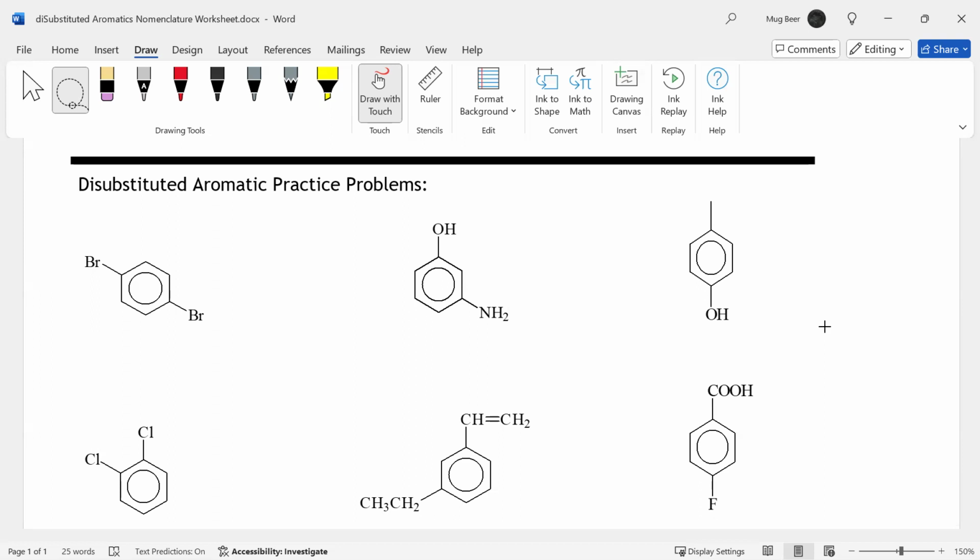Orthodichloro. Okay. Double bond. Wait, what is that? That's a styrene. Styrenes. So we can call this, I'm thinking, what was 2? 3-ethyl styrene. Oh, that is 2. Yeah. Okay. That's fine. I'm still gonna write meta.